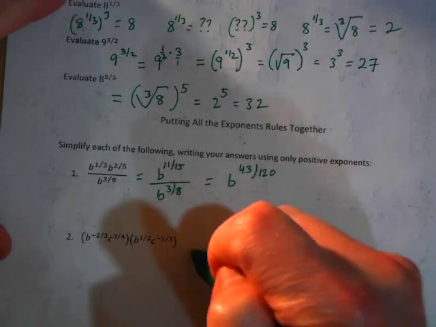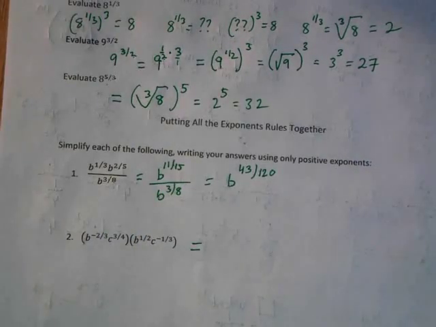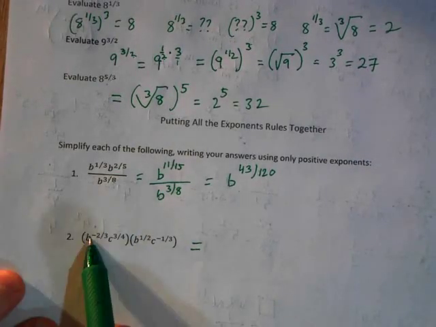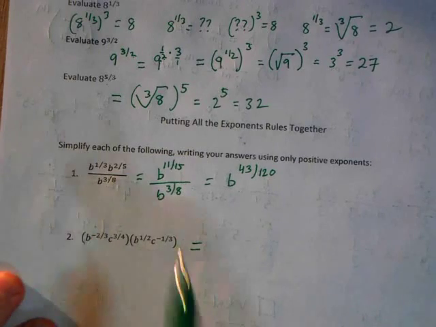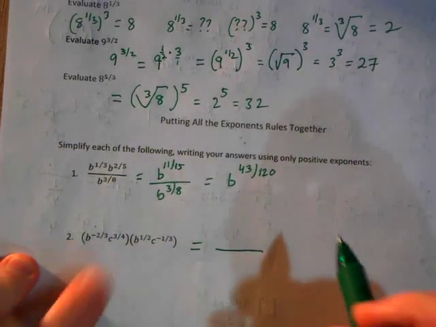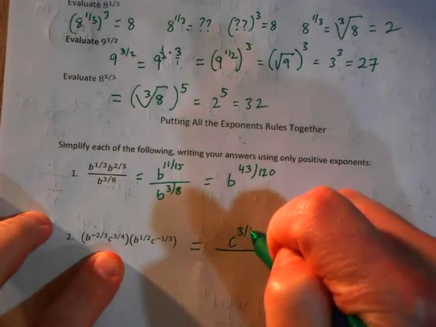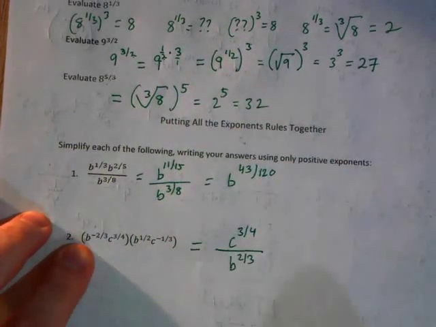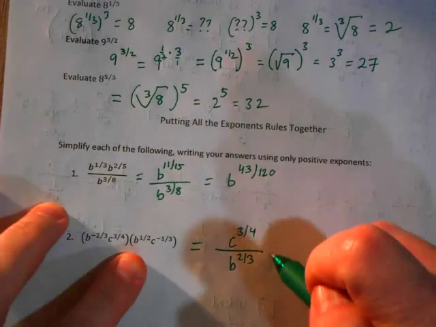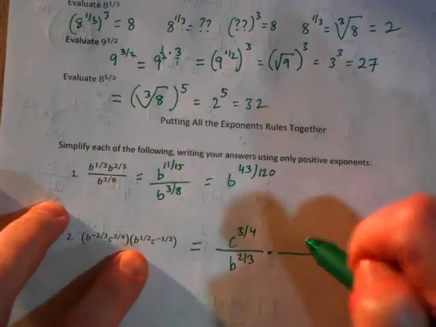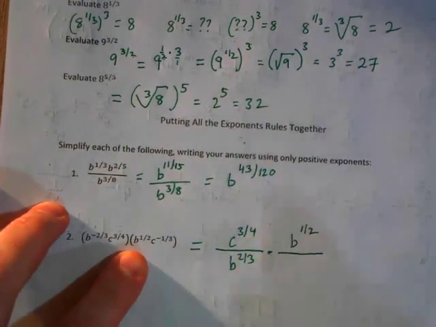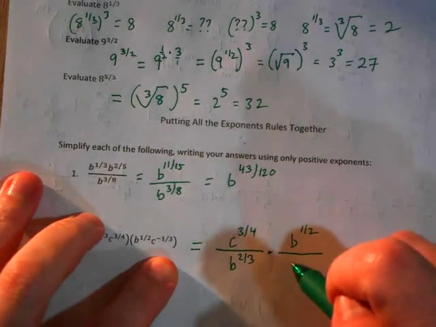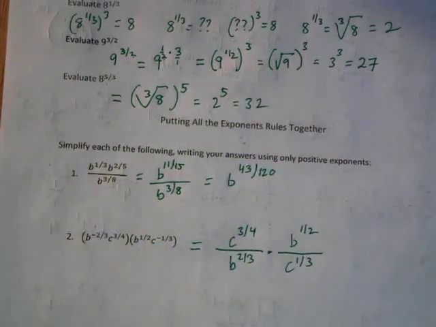This problem, we've got pretty much the same rules. We've got things with negative exponents, so we move them. So the c to the 3/4 does not move, the b to the 2/3 does move. And then this one, the b to the 1/2 does not move. The c to the 1/3 does move.